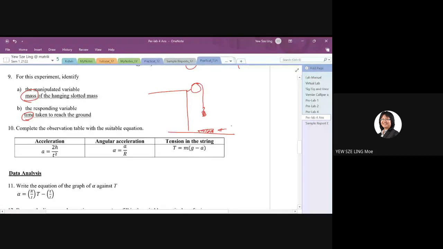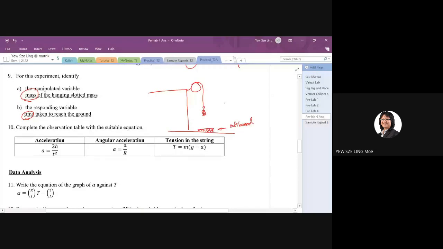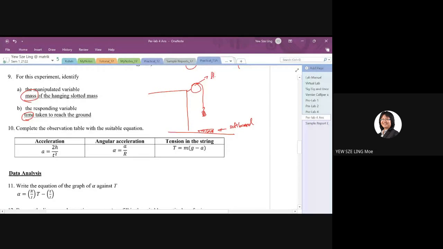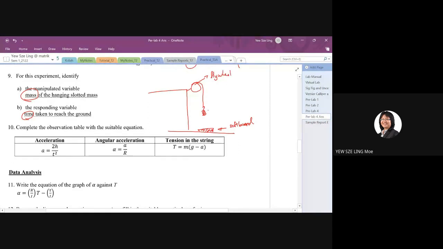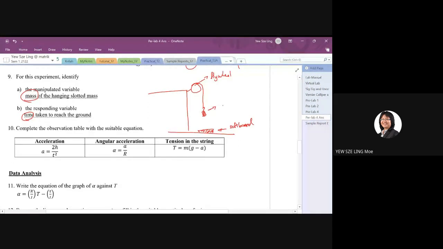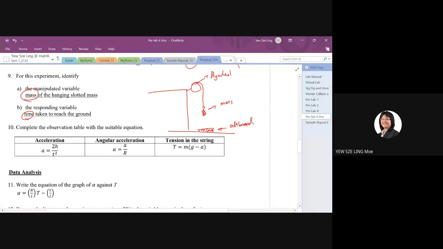So this is a soft board, and this is your flywheel, and this is the slotted mass. You are controlling the mass. You want to record the times for the different masses to drop from a certain height, so you have the same h. Every time you repeat the experiment, you add one slotted mass or two slotted masses. You manipulate the mass and then you record the falling time. So that's it. That is experiment 4. It's a very, very simple and easy experiment.